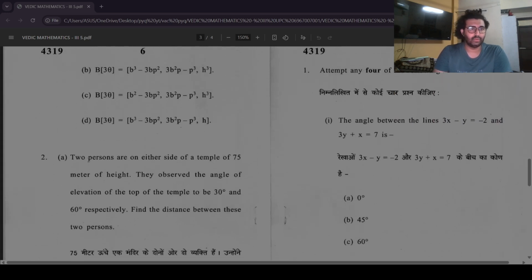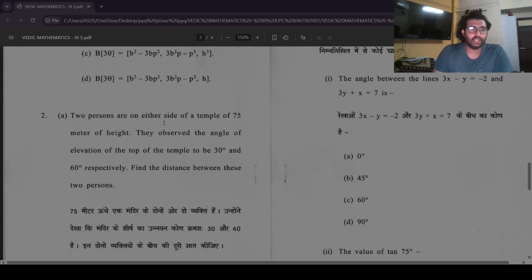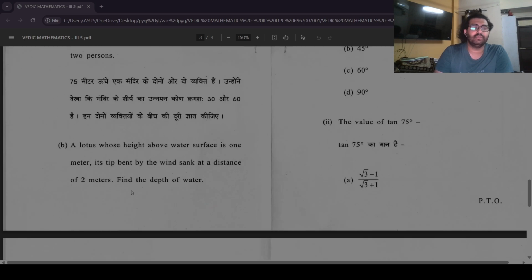Question number 2. A. Two persons on either side of the temple are 75 meters of height. They observe that the angle of elevation on the top of the temple is to be 30 degree and 60 degree respectively. Find the distance between these two persons.